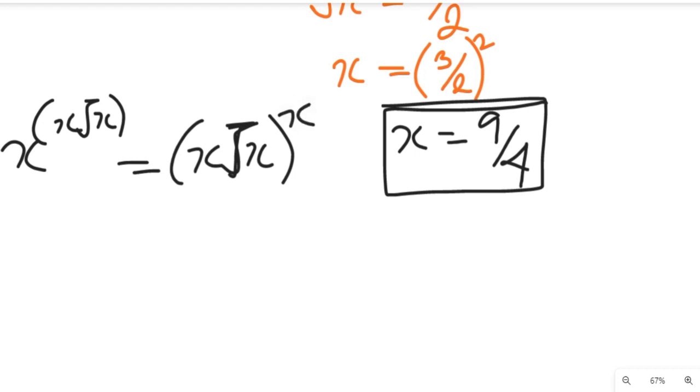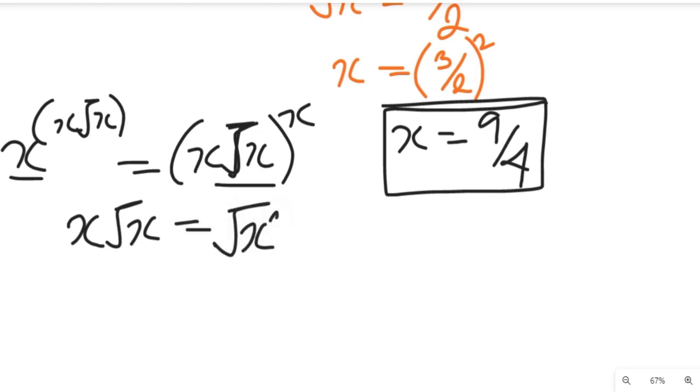So if we want to solve this using the next method, we'll come to see that the value of x here is much greater than 0, because if this is 0, then this equation will not work. So since x is greater than 0, we can simply say that x square root of x can be equal to the square root of x to the power of 3. You might be wondering how I get this.